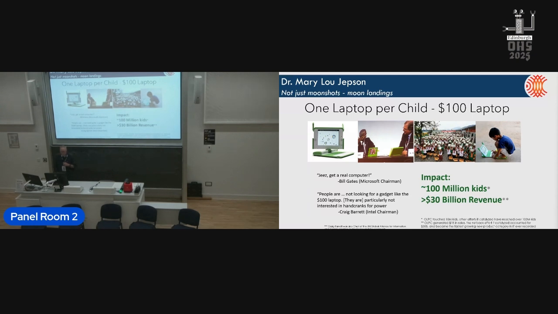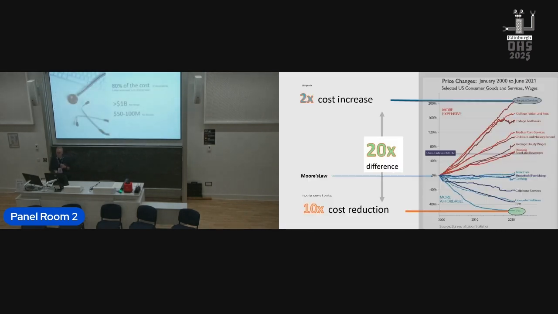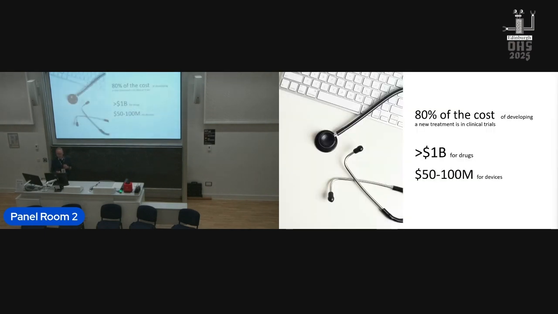And one of the things that I didn't mention on the previous slide is that with all her accomplishments, she's a brain cancer survivor and has struggled quite a bit with getting treatment herself. And I think she was motivated by this experience to do something with Open Water that was different and enabled more people to have access to treatments. And she's very passionate about this. So again, the biggest cost of getting a device to market are the clinical trials. So how do we make that easier?